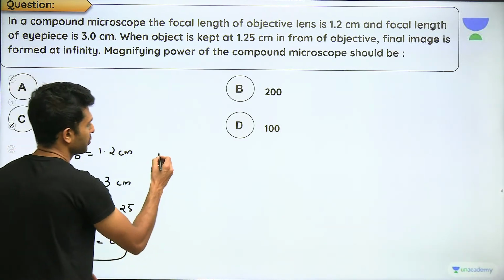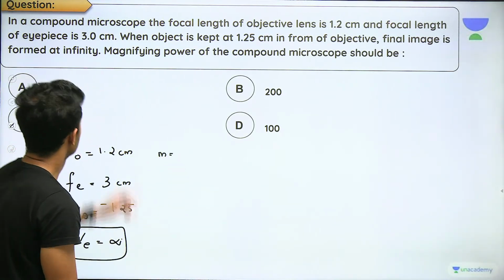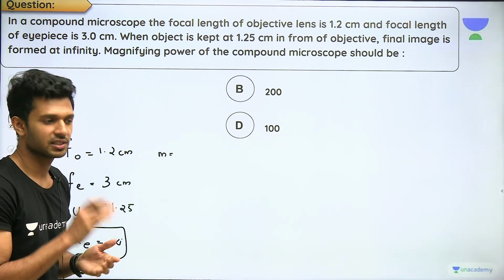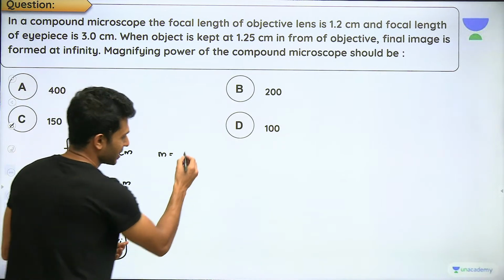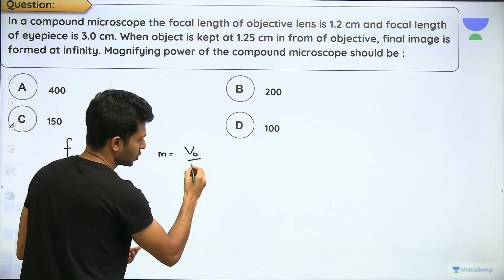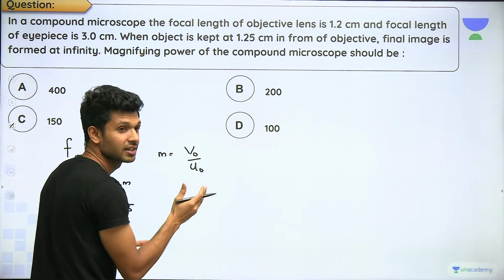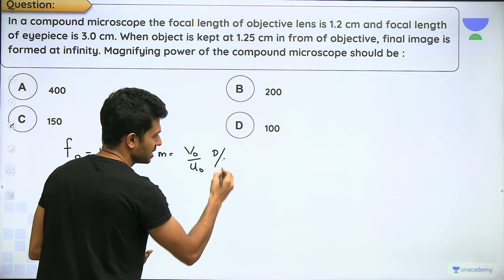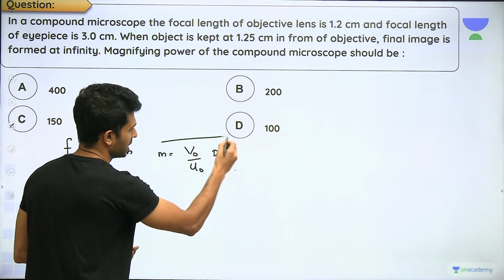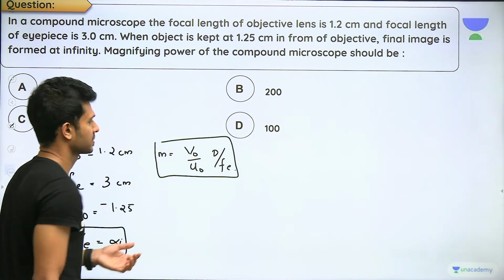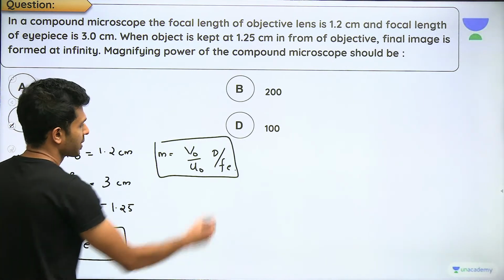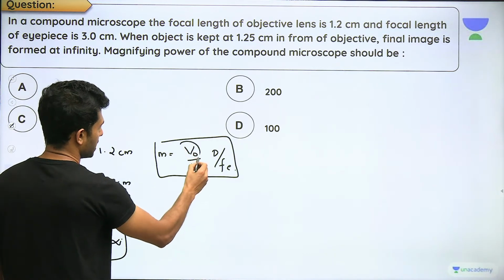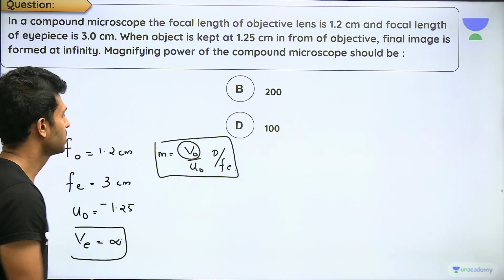First, let us write the formula of magnification when the image is formed at infinity. Everyone, what's the formula for magnification? V naught by U naught, I hope you all are telling inside your mind. Then, is it 1 plus D by fe or D by fe? It is simply D by fe. What all do you know? D you know. Focal length of eyepiece you know. U naught also you know. But the value of V naught we don't know.